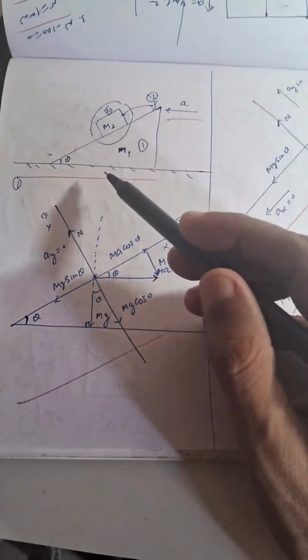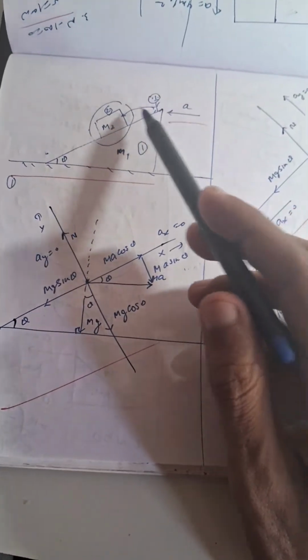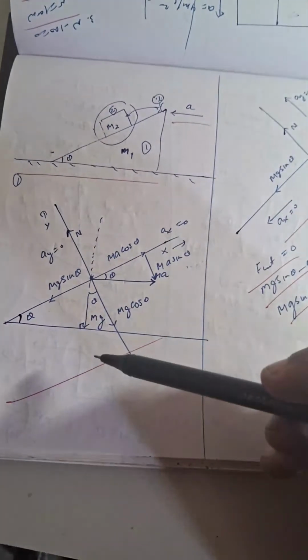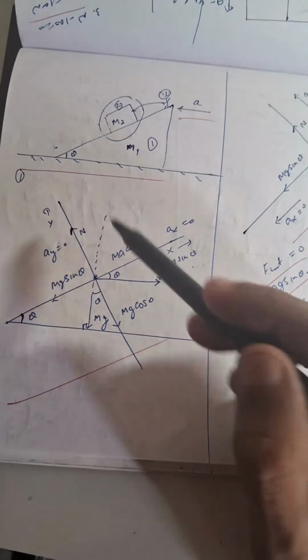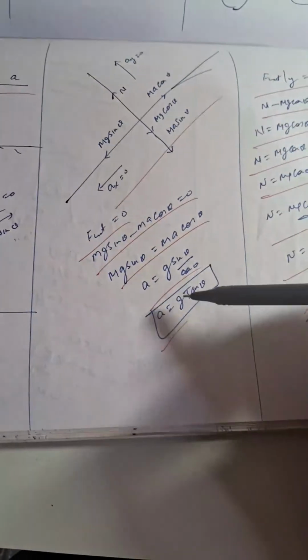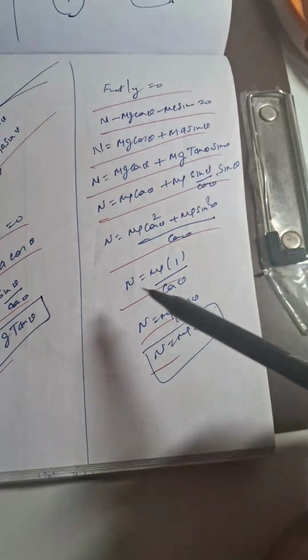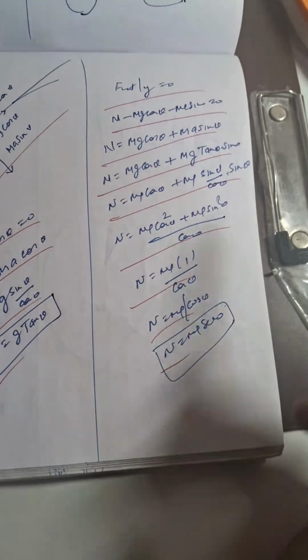Then we have another question on the wedge block problem. The question is: what should be the acceleration of the wedge so that there is no slipping between M1 and M2? We resolve the motion along x-axis and y-axis, then apply the equation of motion, and the conditions give a equals g tan theta. Applying the equation along y-axis leads to the normal reaction, which is mg sec theta.